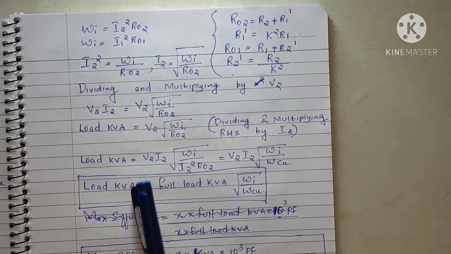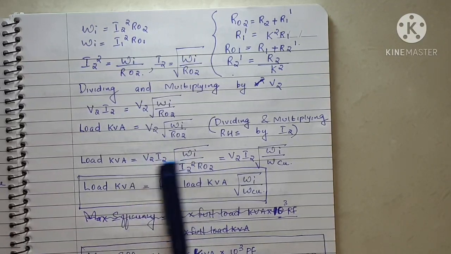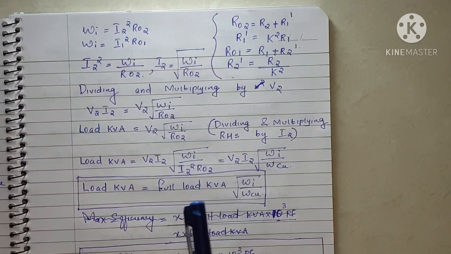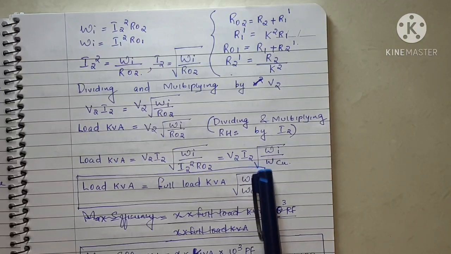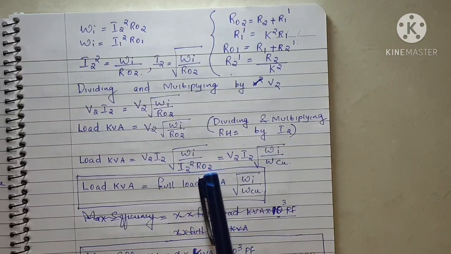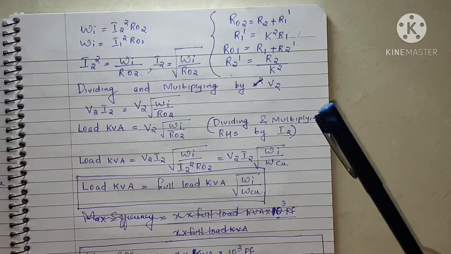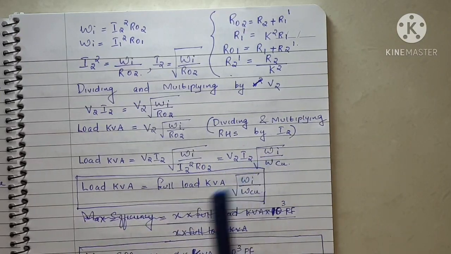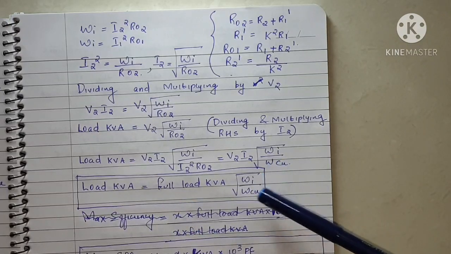So we'll get load kVA equal to, multiplying and dividing by I2, we'll get V2 I2 root of Wi by I2 square R02. Outside the root it will be I2, and inside the root it is I2 square, which is equal to V2 I2 root of Wi by I2 square R02, which is nothing but copper loss, root of Wi by WCU. So load kVA is equal to V2 I2, meaning full load kVA, root of Wi by WCU. This is the relation between kVA and iron loss and copper loss.